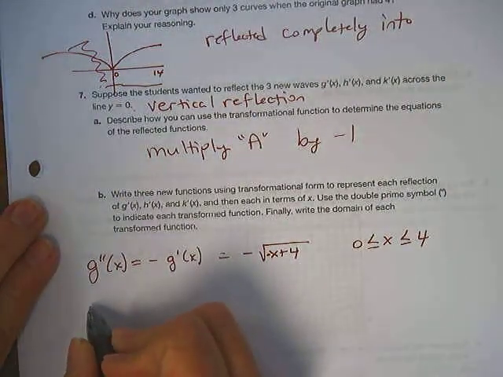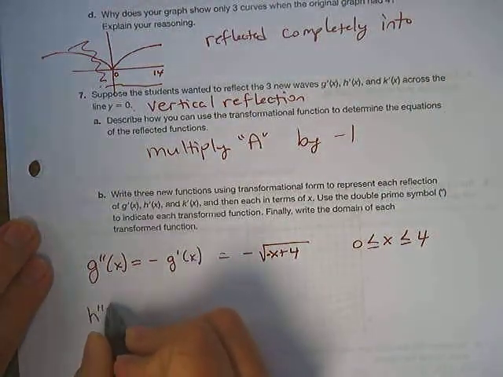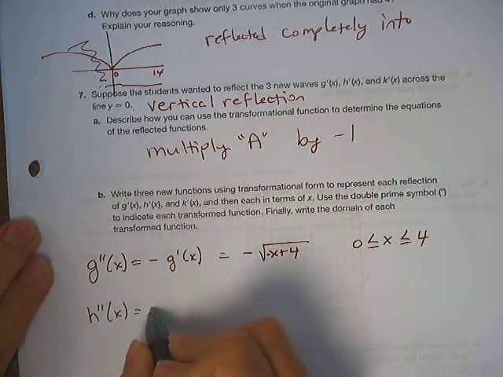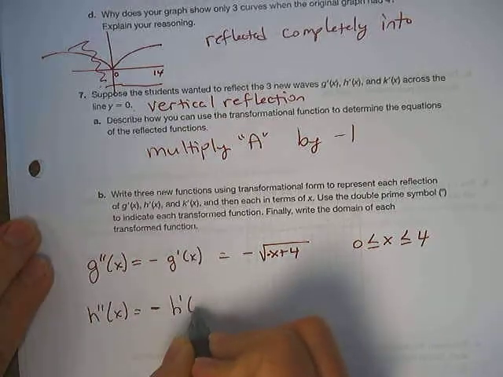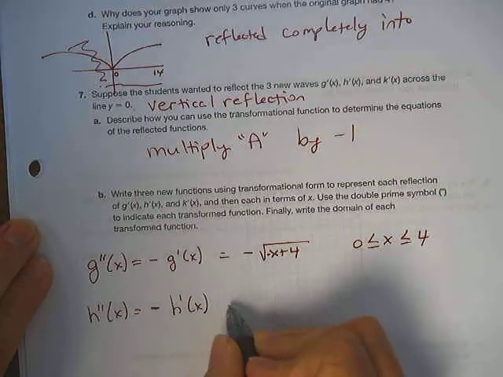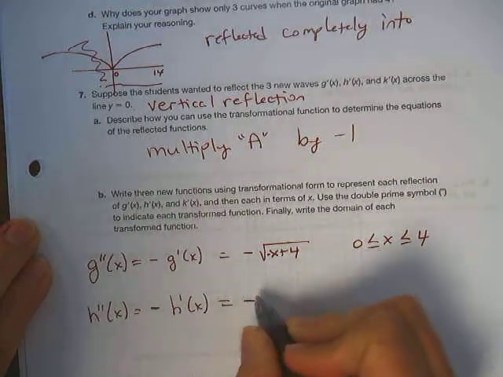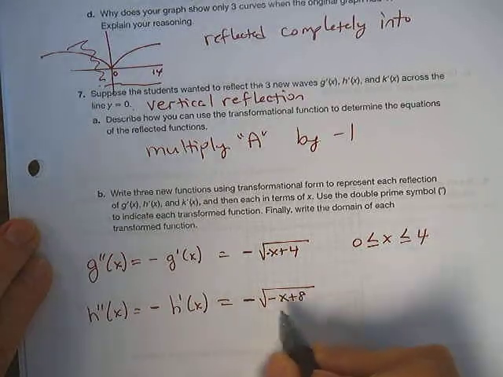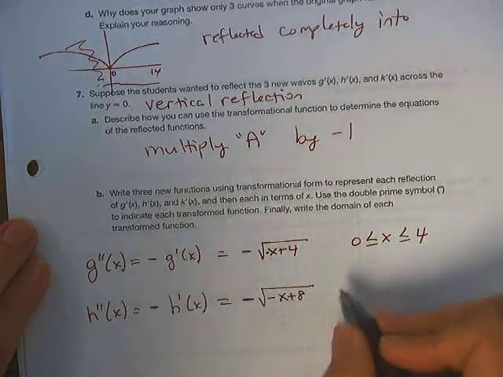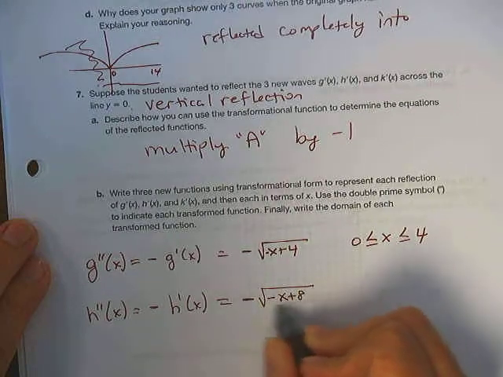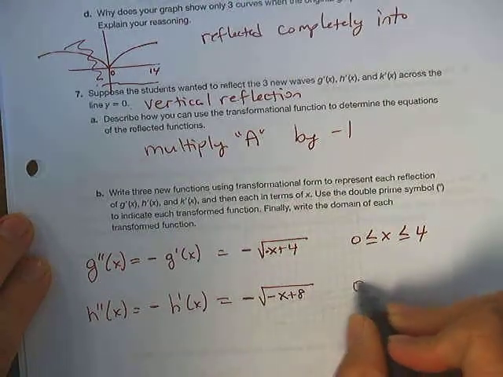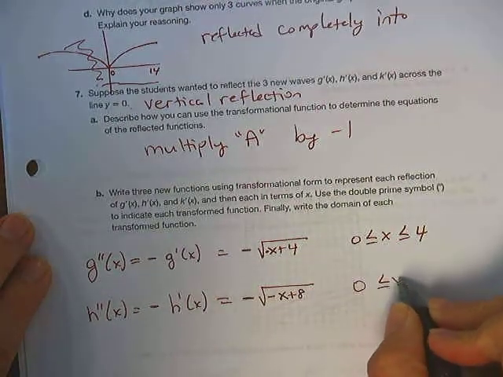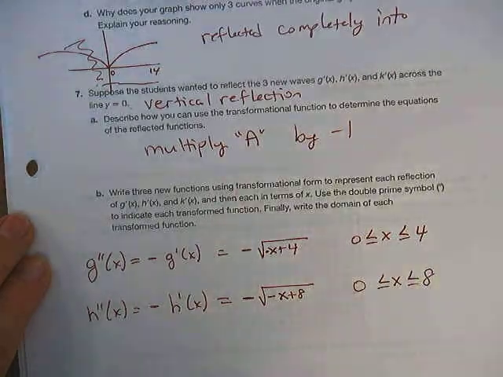Okay, let's take a look at h double prime of x. So that means we take the negative of h prime of x. So all we're doing is taking the negative of negative x plus 8. And again, remember, this was the one that was reflected horizontally. So we've got 0 is less than or equal to x is less than or equal to 8.